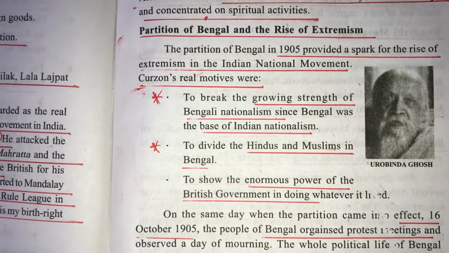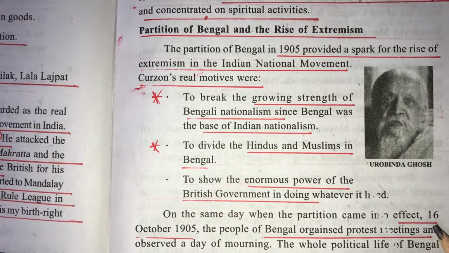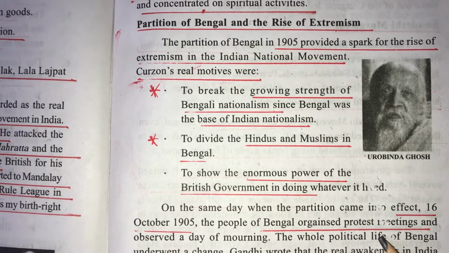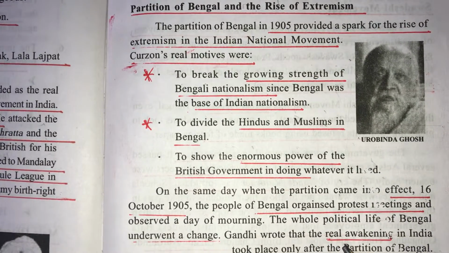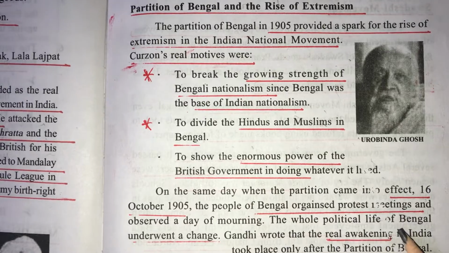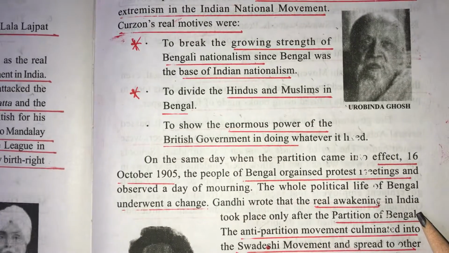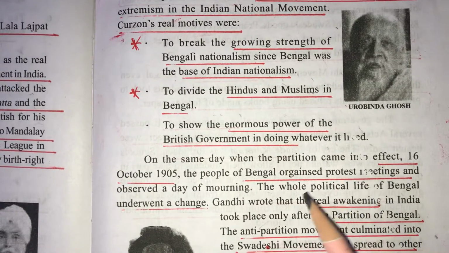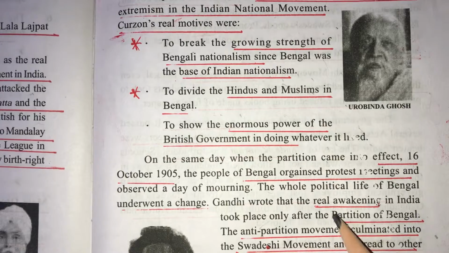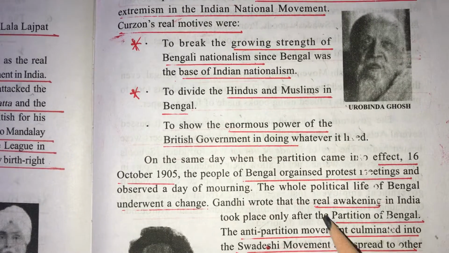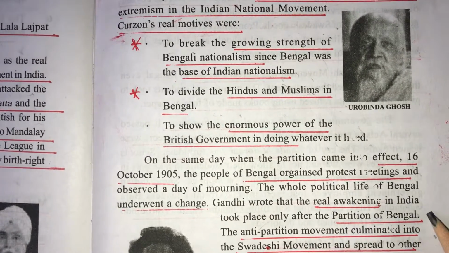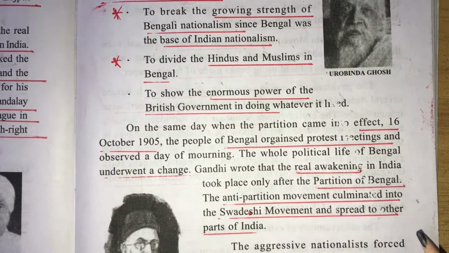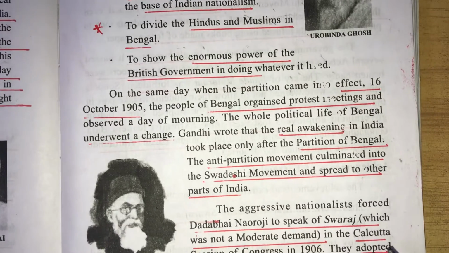On the day of the partition of Bengal, the 16th of October 1905, the people of Bengal organized a protest and also observed mourning. The political life in Bengal underwent a change. Commenting on this movement, Gandhi wrote, "The real awakening took place in India after the partition of Bengal." The anti-partition movement culminated in the Swadeshi movement and spread to other parts of India.